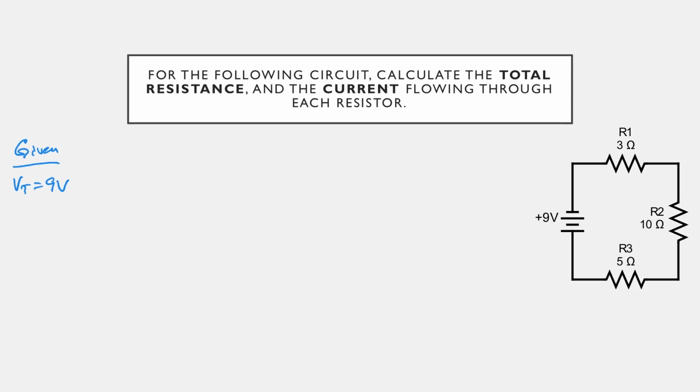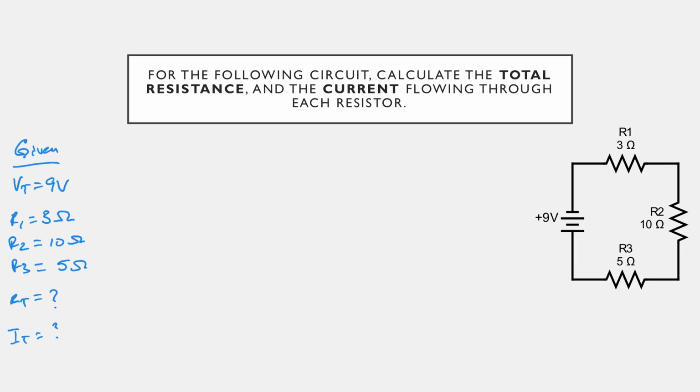The total resistance is going to be the first plus the second plus the third. So we have R1, which is 3 ohms. We have R2, which is 10 ohms. And we have R3, which is 5 ohms. Lastly, we're going to be looking for the current through the entire circuit. So to find total current, we first need RT, and then we can solve for IT.